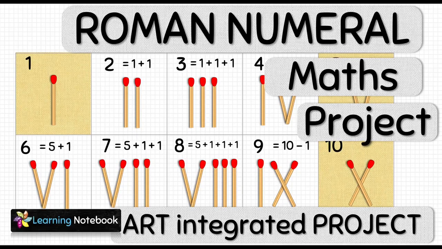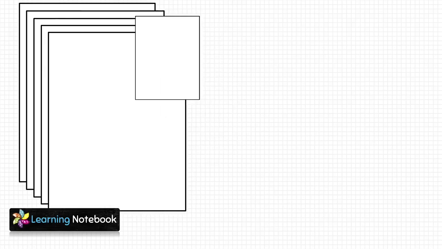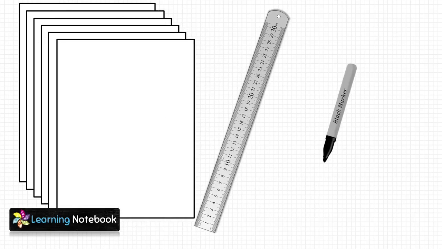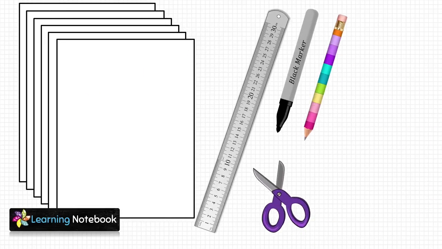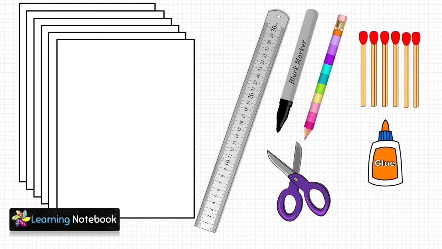It is always fun to learn maths through activities. So today we have come up with an interesting and creative activity for you to understand and learn Roman numerals. For this activity, we need some white thick sheets, a ruler, a black marker pen, a pencil, a pair of scissors, a bottle of glue, and a box of matchsticks.